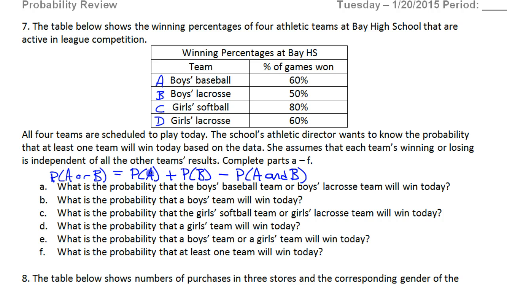Now, two of these things we already know. Probability of A is 60%, if we go by what's happened in the past. I don't have a lot of room for calculations here, so I'm just going to have to replace things. So probability of A, that's 60%. Probability of B, that's 50%. Now we have to subtract the probability of A and B. They did not give us the probability of A and B directly. So what are we going to do?